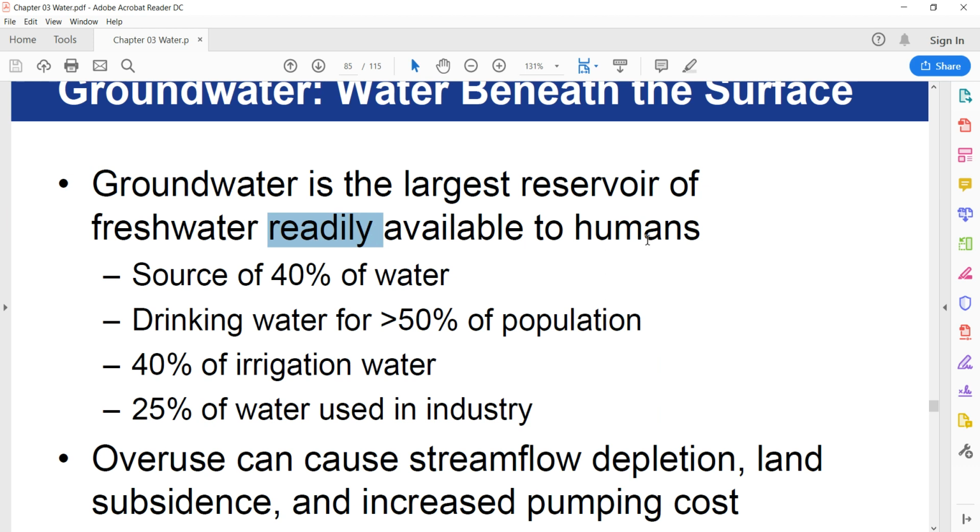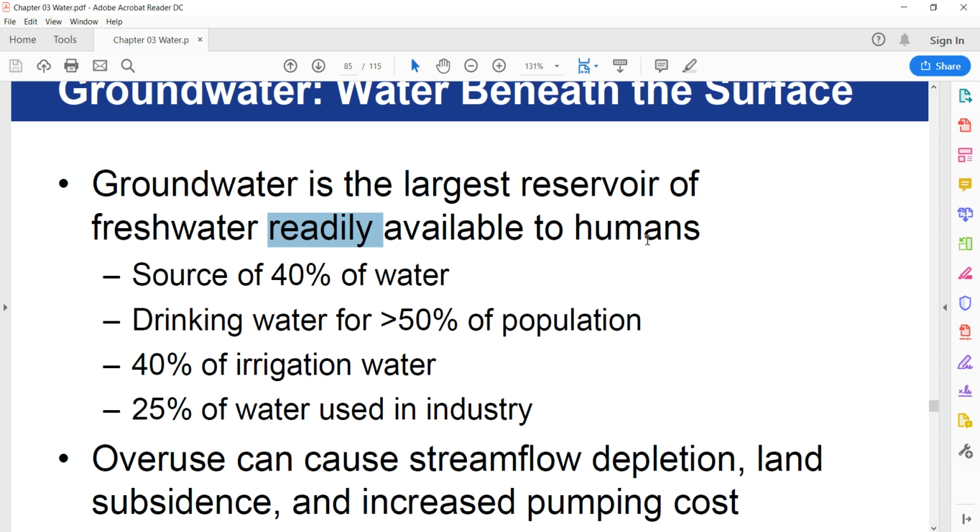There is another reservoir of fresh water, but that is not easily available. It is not economically feasible to draw water from that reservoir, and that reservoir is glaciers. Groundwater fulfills 40% of water need globally. Drinking water for over 50% of the population. 40% of irrigation water comes from groundwater. 25% of water used in industry.